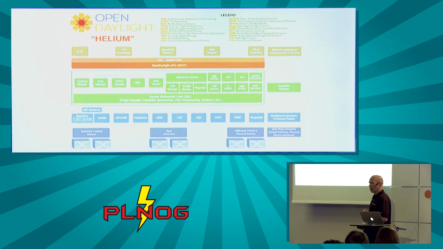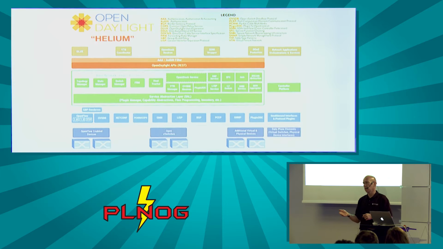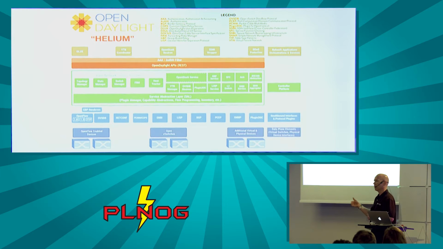Then southbound, you have some kind of service abstraction layer. Here you see a variety of plugins. You have an OpenFlow plugin, which talks to OpenFlow-enabled devices, and an OVSDB plugin talking to Open vSwitches, and so on. At the end of the day, you have an application that's doing something, going through a controller platform that has plugins that eventually create whatever the application is asking for.